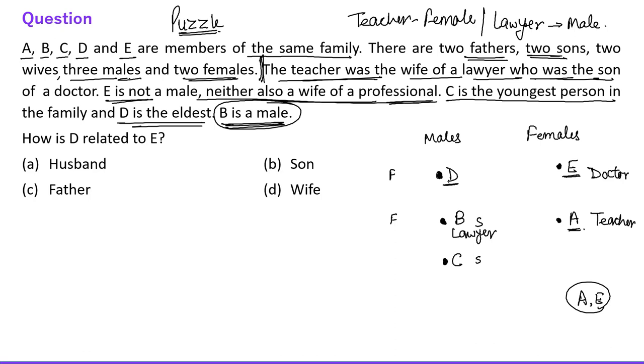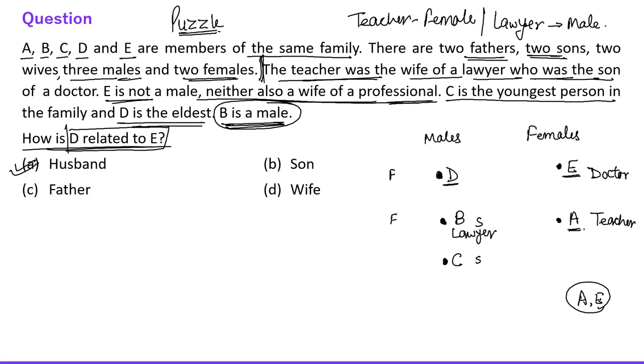Now the first question is how D is related to A. D is related to E, sorry. How D is related to E? D, E are husband, wife. So D is the husband of E. Okay, A option is the correct one, right? We will use the same chart for the further questions.